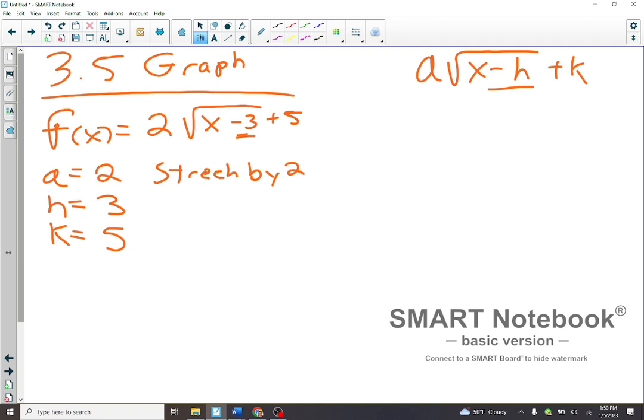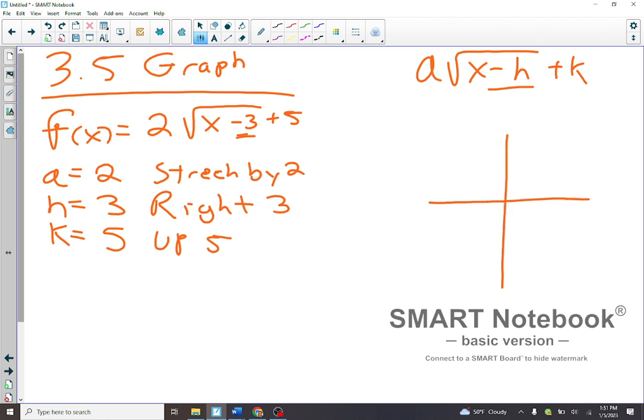H, since it's positive 3, means I'm going right 3. And in K, because it's plus 5, I'm going up 5. If it was negative, 5 would be down. If I write vertical stretch, is that fine? As long as I can tell the difference between stretch and shrink, whatever you think is enough to tell the difference.